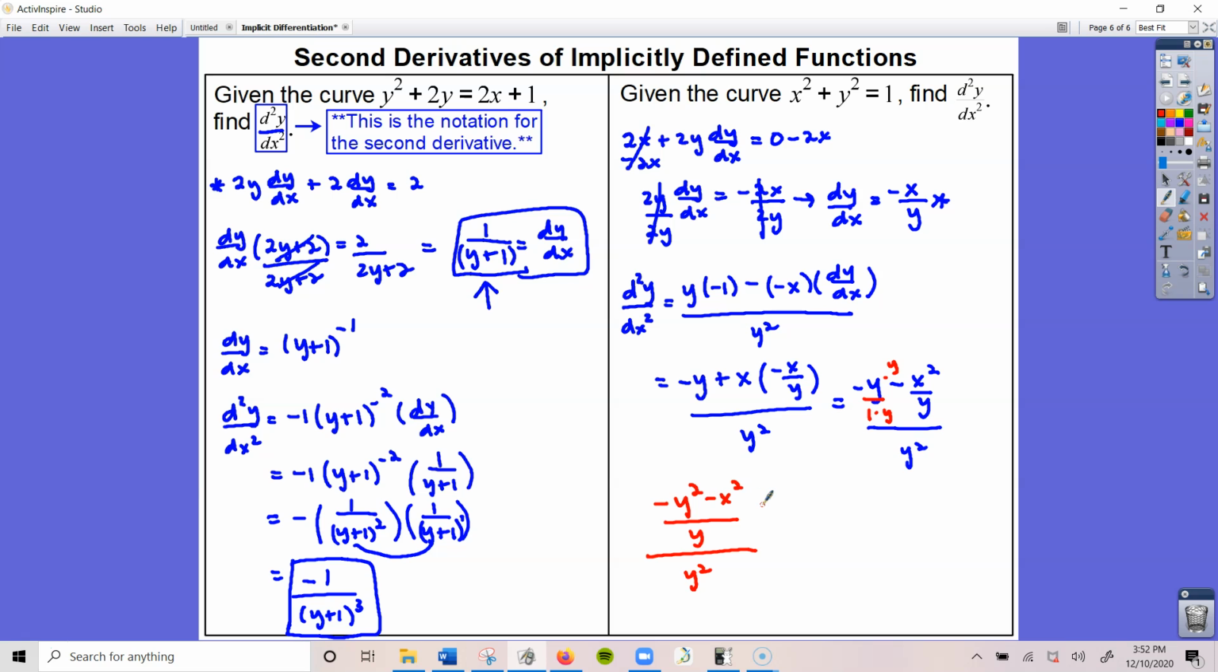Because this is still a complex fraction and we are dividing, remember to copy, change, flip. So negative y squared minus x squared over y times 1 over y squared. And this would give me a final answer for the second derivative, d squared y dx squared, which would equal negative y squared minus x squared over y to the third. And this is our implicit derivatives.